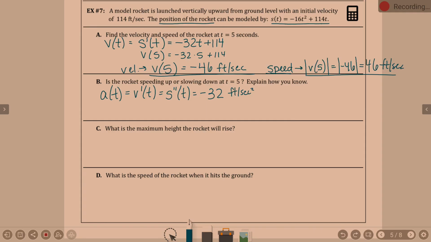So in this case, it does say explain how you know. So I'm going to use a good calc explanation and say the rocket speeds up since the velocity at 5 is less than 0 and the acceleration at 5 is less than 0. I just said the same sign, acceleration negative. A fancy explanation for negative is less than 0.